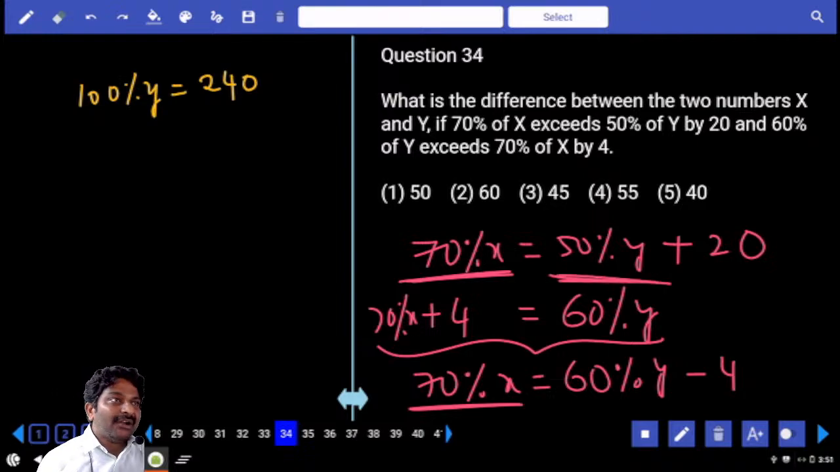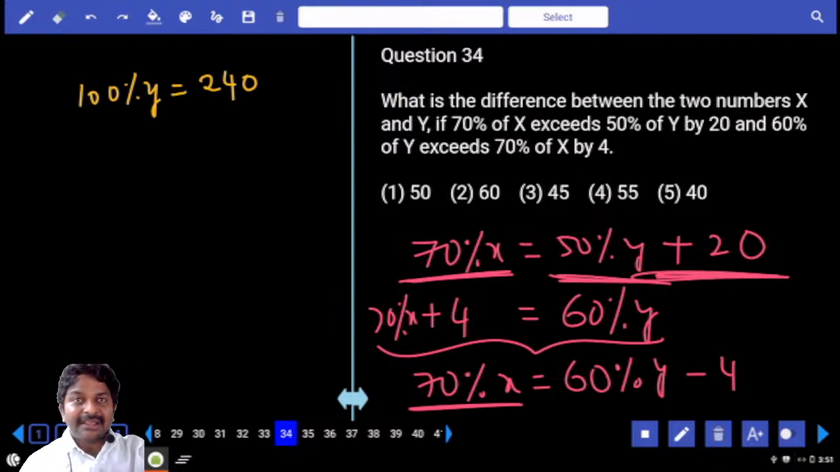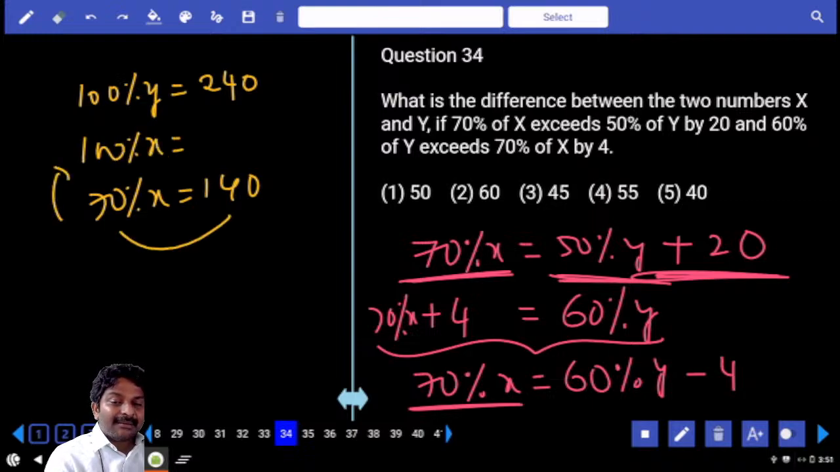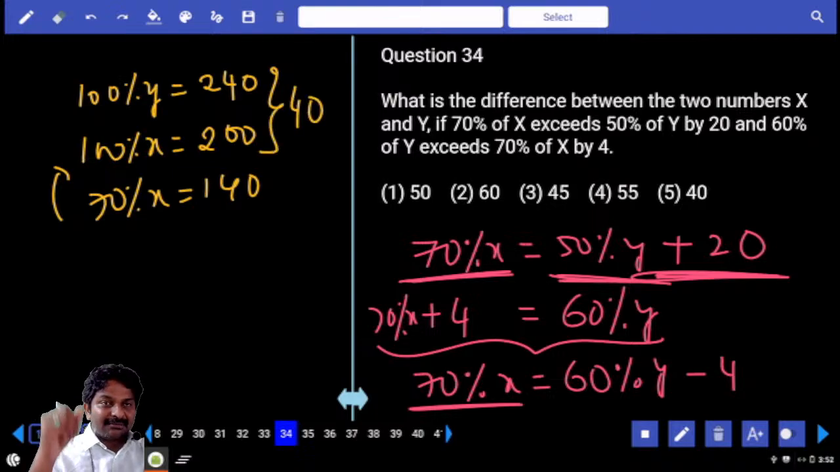50% of y is 120. Plus 20, 140. 70% of x is equal to 140. From here, I am getting 100% of x. Double, right? Which is equal to 200. We were asked to calculate the difference between both the numbers, which is 40.